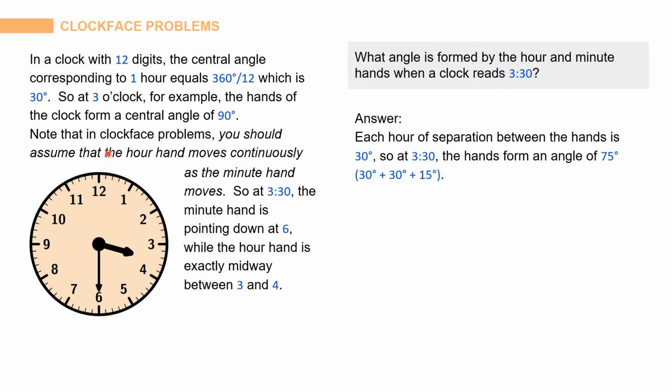forming a right angle. When you're dealing with these clock face problems, you should assume that the hour hand moves continuously as the minute hand moves. So at 3:30, the minute hand is pointing down at the 6, and the hour hand is midway between the 3 and the 4. For example, what is the angle formed by the hour and minute hands when the clock reads 3:30? Well, each hour of separation between the hands is 30 degrees. So at 3:30, we have 1 hour, 2 hour, a half hour, so 75 degrees.